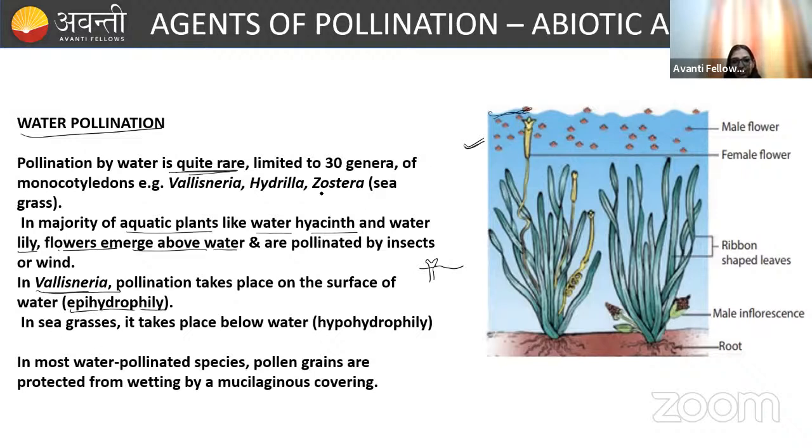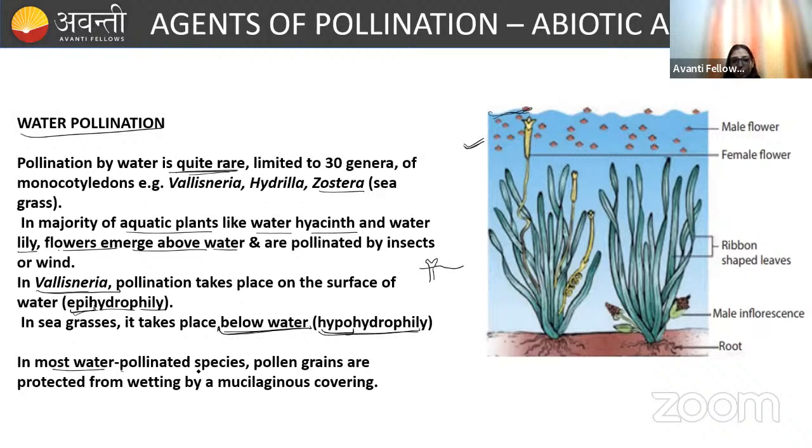This type of pollination is known as epihydrophily. In sea grasses or Zostera, it takes place below the water, which is hypohydrophily. Epi means above: in Vallisneria, it is above, and in Zostera, hypo means below. So in sea grasses or Zostera, the water pollination is taking place below the water.